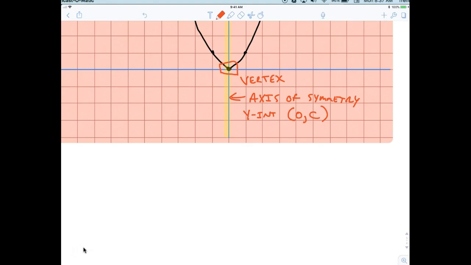Come on, Connie, writing it all down. And then the x-intercepts. To find the x-intercepts, you let y equal 0.